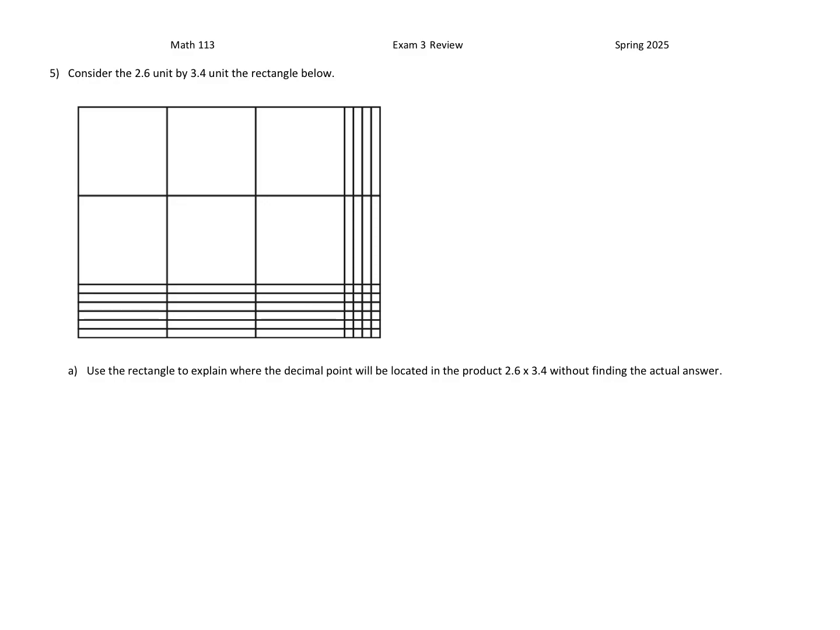Consider the 2.6 unit by 3.4 unit rectangle shown below. Use the rectangle to explain where the decimal point will be located in the product 2.6 times 3.4 without finding the actual answer. Okay, so what this picture shows is that I have some wholes, I have some tenths, and I have some hundredths. So what I'm interested in is the number of hundredths.